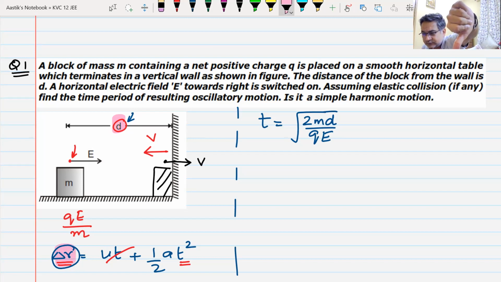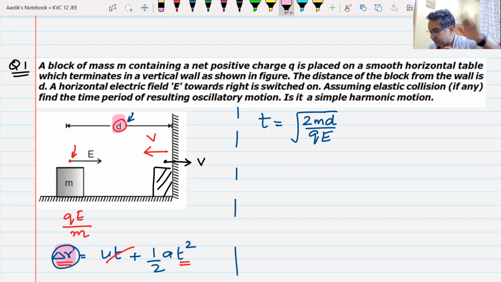How much time will it take to come back, my dear friends? It went, and then it's going to come back. After how much time will it come back to its original position? Same, sir, because this is motion with constant acceleration. It is same, so the time period is 2 times of this. And that was the question. Do we understand this, or has this gone above our head?